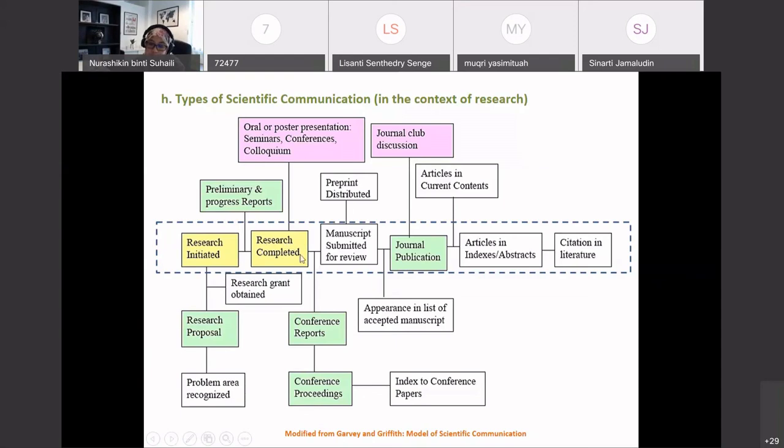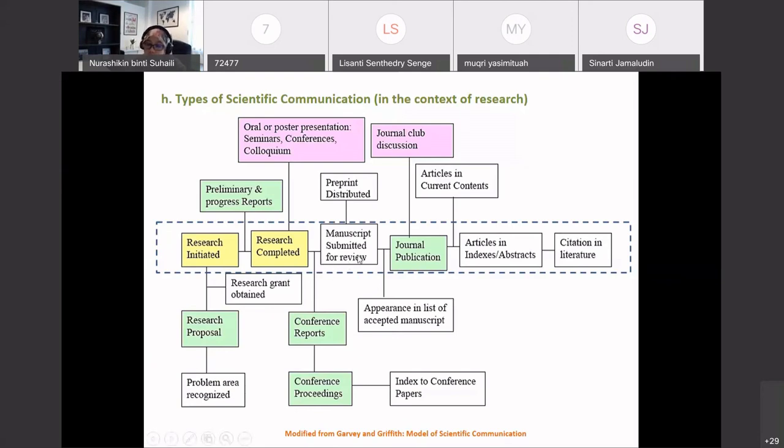We write the articles, and as I mentioned just now, when we submit the articles to the journal, it's not going to be a straightforward process. It needs to be verified. So the article, before it is published, is called a manuscript. Whatever writing that we submit to the journal, we call it a manuscript. So that's the term here: manuscript submitted for review.